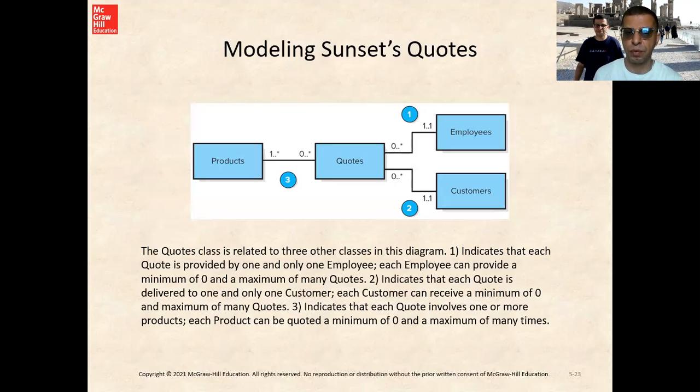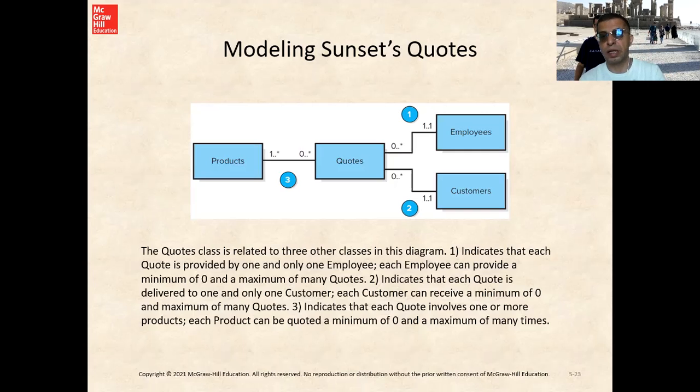So the quota is related to the 3 other classes in this diagram. First, it indicates each quota is provided by one and only one employee, which we said is the partner. Each employee can provide a minimum of 0 to a maximum of many quotas. This is the business rule. The second, number 2, is the customer. It indicates that each quota is delivered to one and only one customer. Each customer can receive a minimum of 0 to a maximum of many quotas. And number 3 indicates that each quota involves one or more products. Each product can be quoted a minimum of zero and a maximum of many.